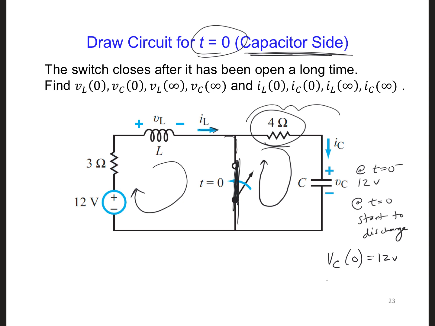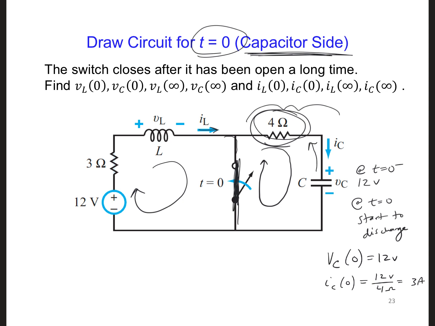And we can also find the current going through that capacitor right at t equals 0. We can find that according to Ohm's law. So we have 12 volts and there's only a 4 ohm resistance in that part of the circuit, so we're going to get 3 amps, but we have to be careful about the direction. This capacitor has 12 volts stored in it. So when it starts to discharge, remember that the direction of the current changed.